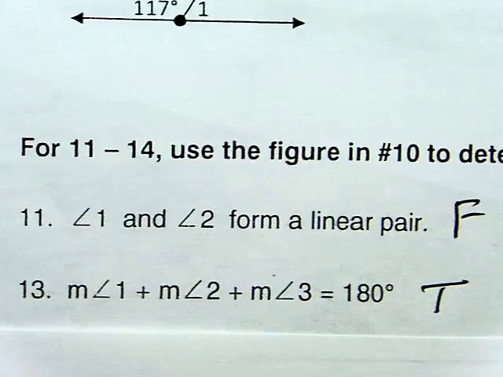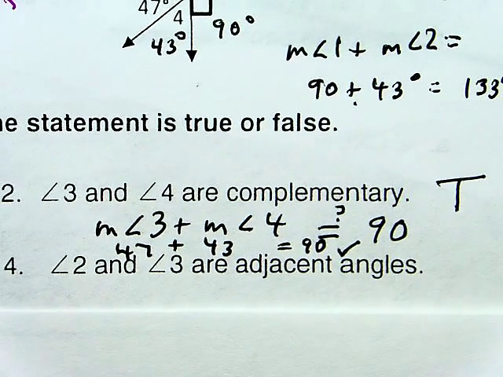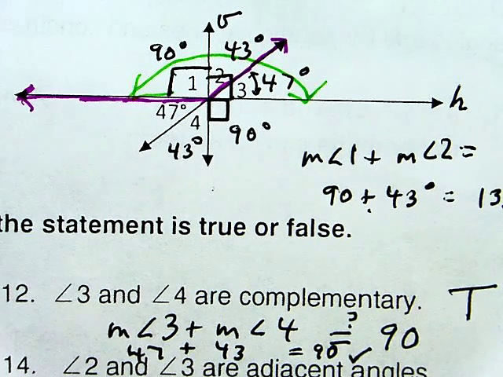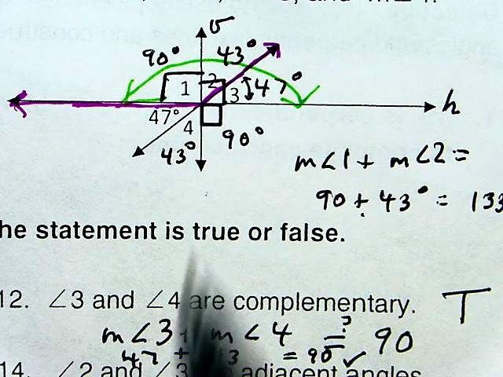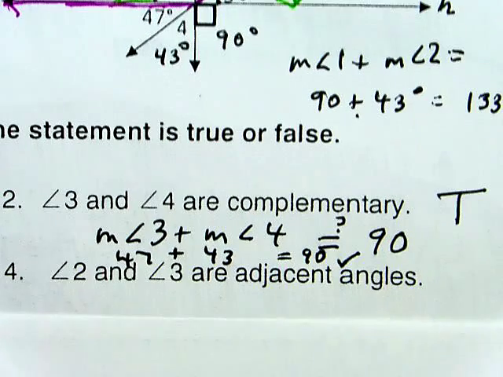And let's look at our last true and false question. Angle 2 and angle 3 are adjacent angles. Are they adjacent angles? You bet. Okay, they both have the same side right here, common side. So they are adjacent angles, and that is true.